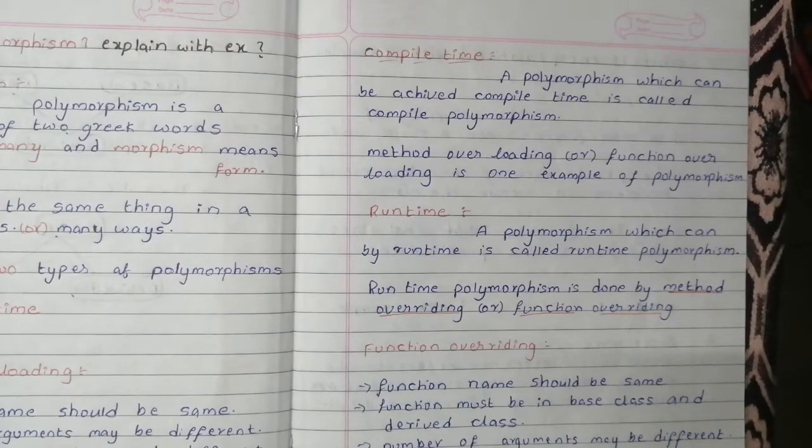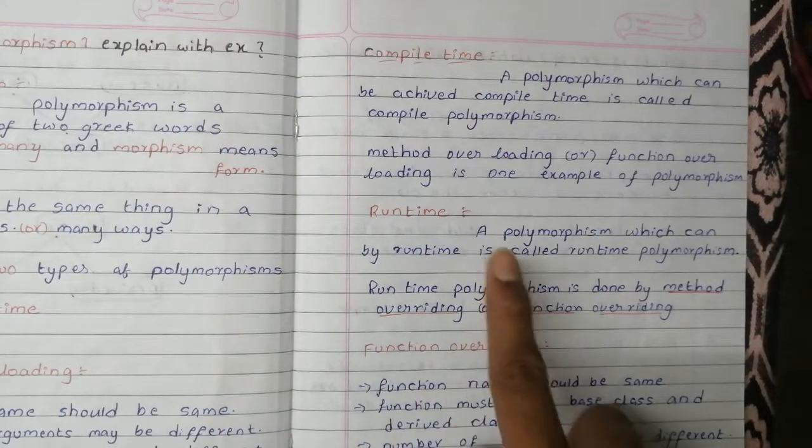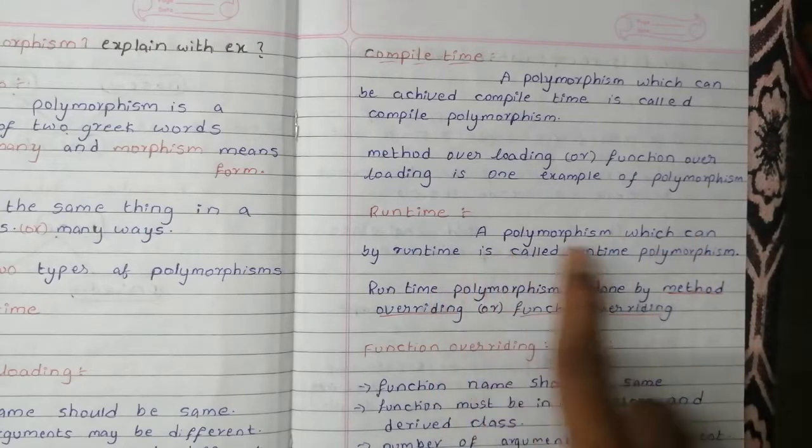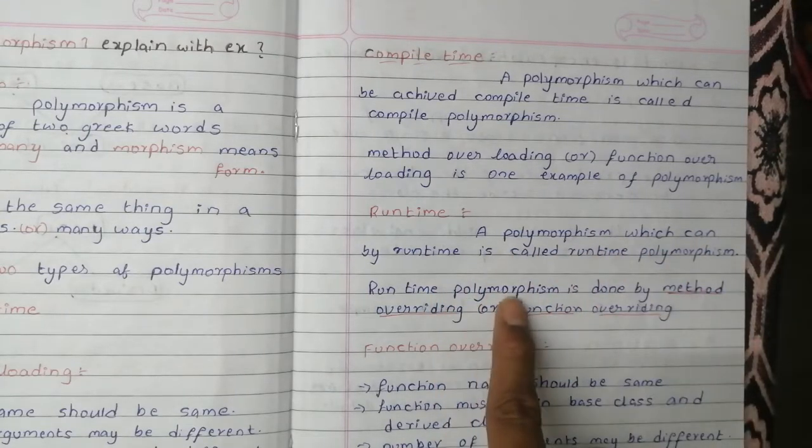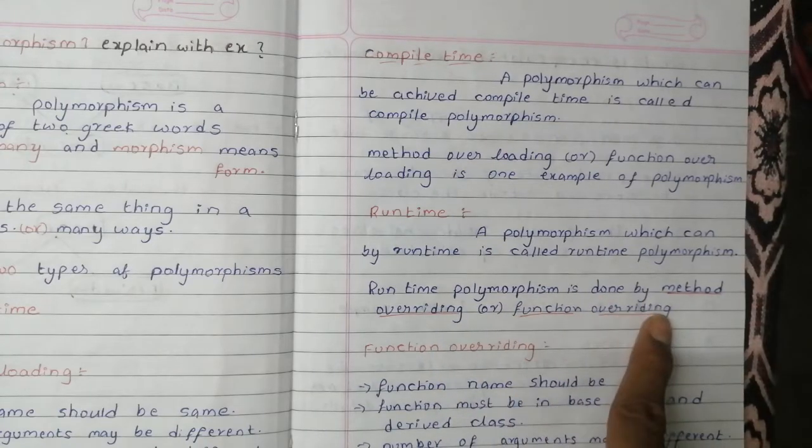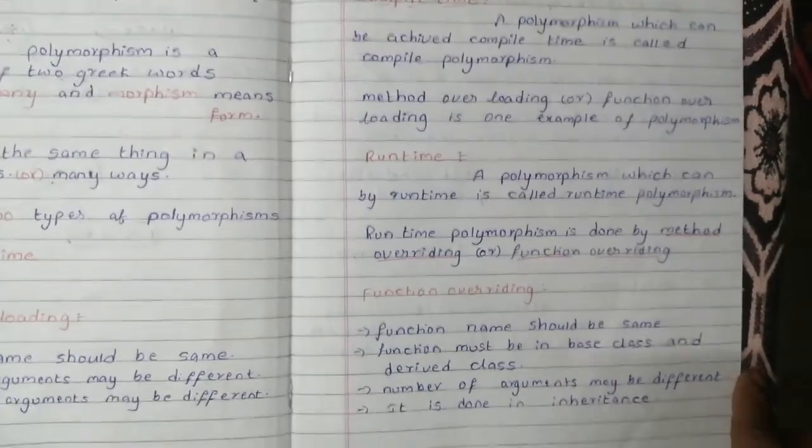So let us see what runtime polymorphism is. Runtime polymorphism is polymorphism that happens at runtime. Runtime polymorphism is achieved through method overriding or function overriding. So let us see what function overriding is.